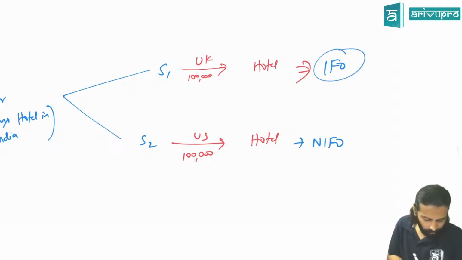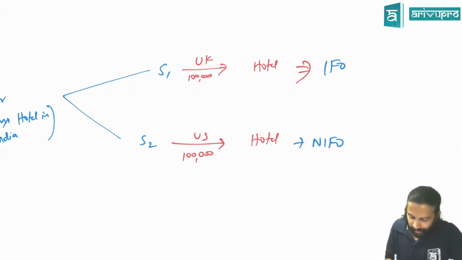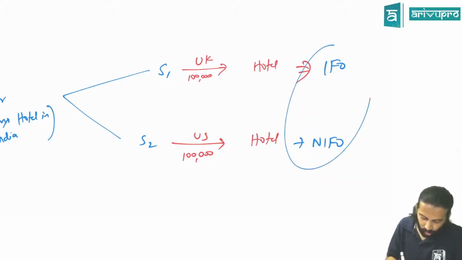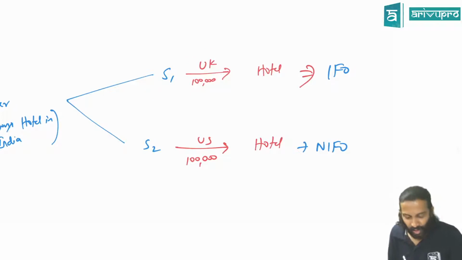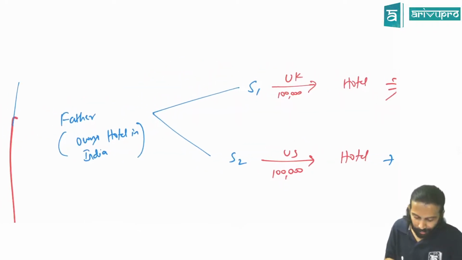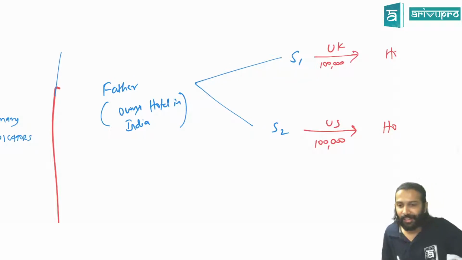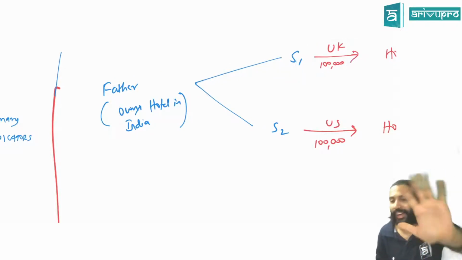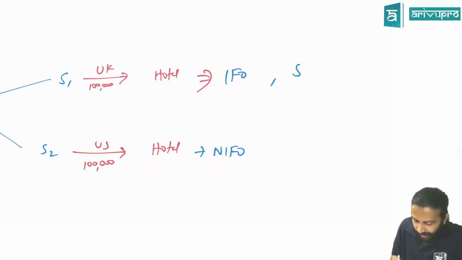This is what you learnt in your IPCC. I'm just giving you a recap of that. In Ind AS 21, we don't have integral or non-integral foreign operation. What we say is, though the son may be in UK, actually the son's hotel business is just like an extension of father's hotel. Yes or no? It's like father has another branch in UK. So if this is the case, we say father and son's functional currency is one and the same.